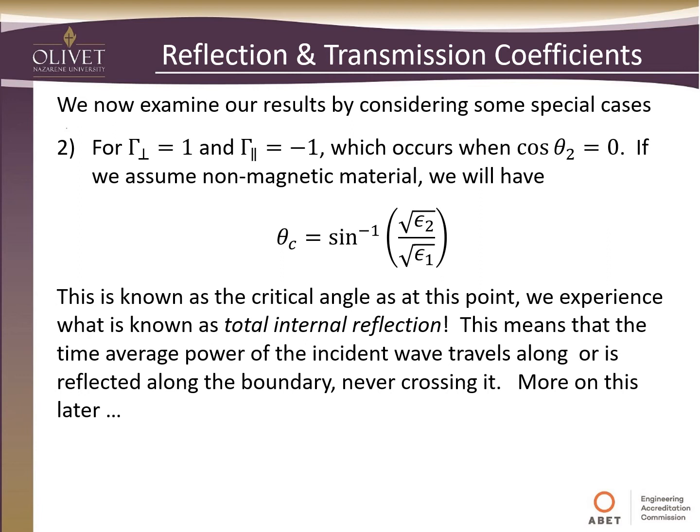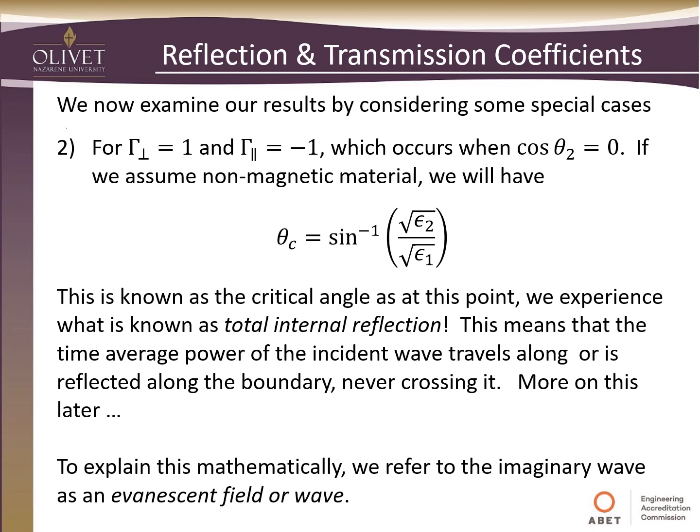This is very important because at this point we experience a phenomenon known as total internal reflection. What this means is that the time average power of the incident wave travels along, or is reflected along, the boundary, never crossing it. This is super important, and we're going to look at a pretty substantial application of this that we're all familiar with and utilize every day, but we'll talk a little bit more about that in the upcoming lecture.